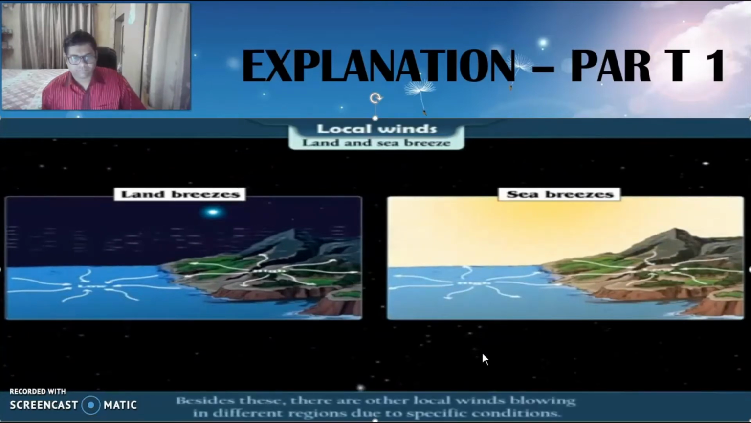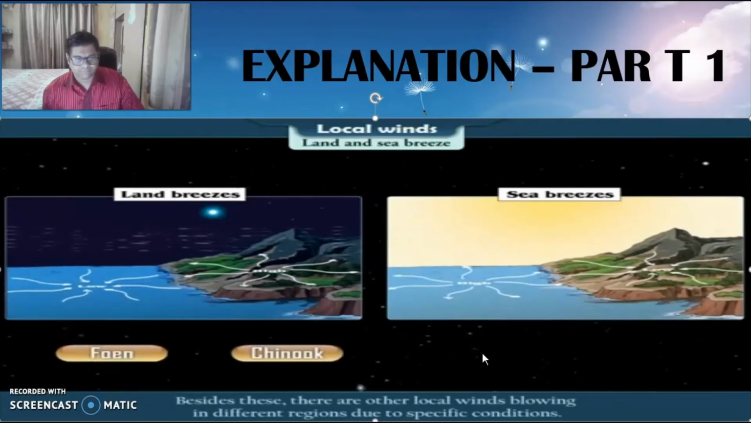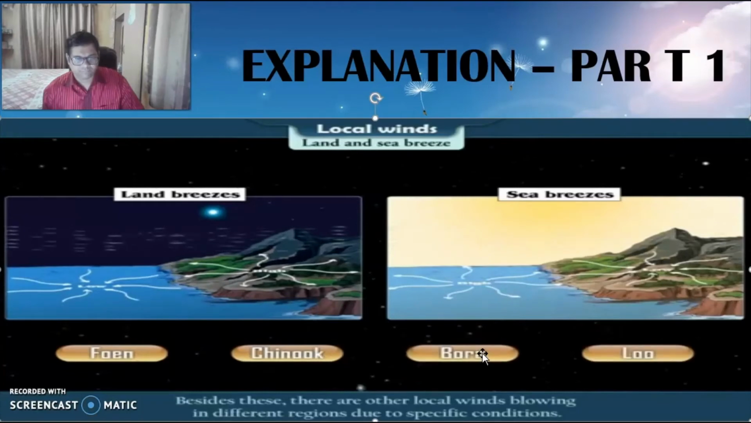Besides these, there are other local winds blowing in different regions due to specific conditions. Foehn, Chinook, Bora, and Loo are some examples of such other local winds.